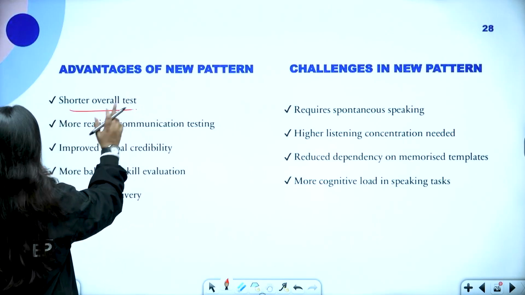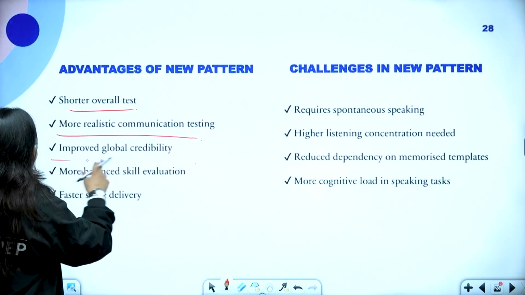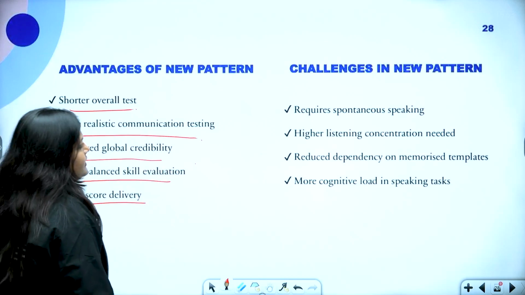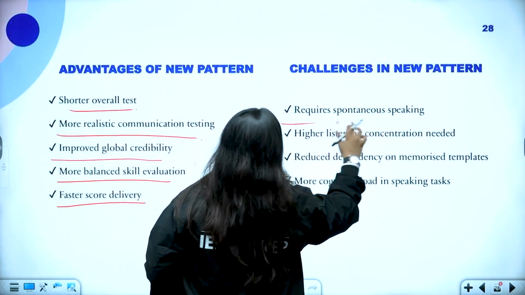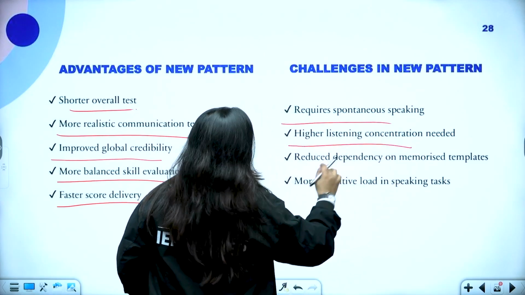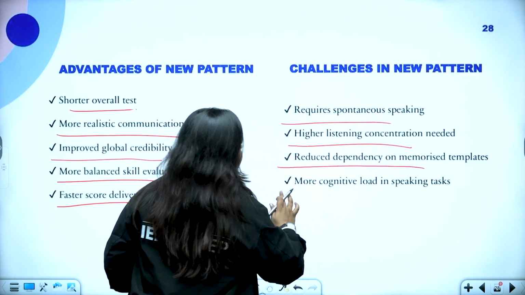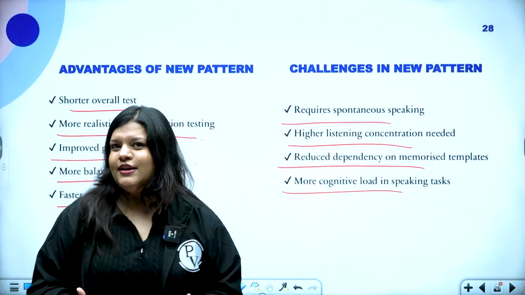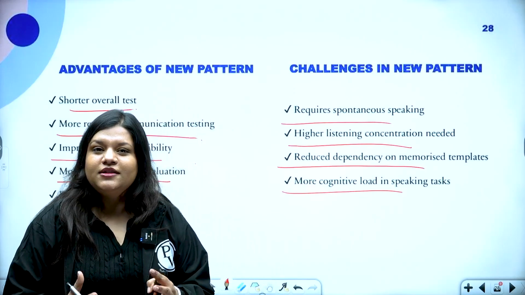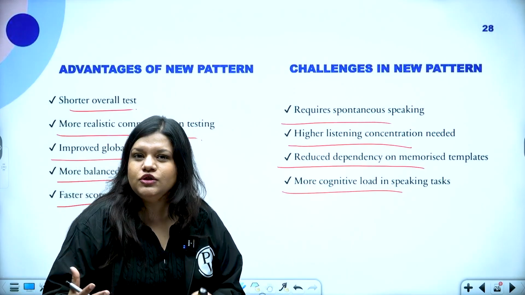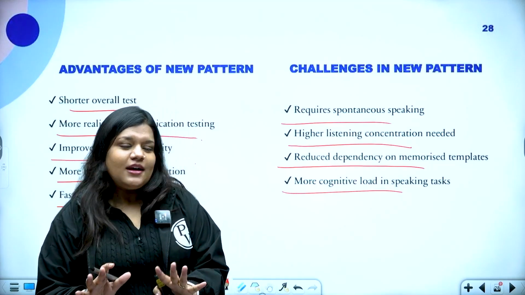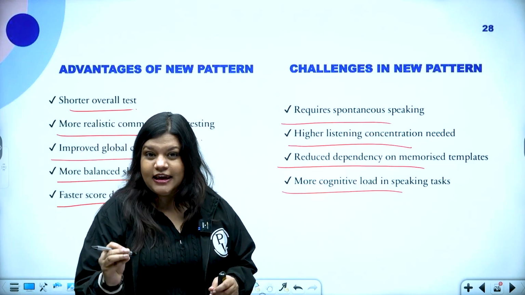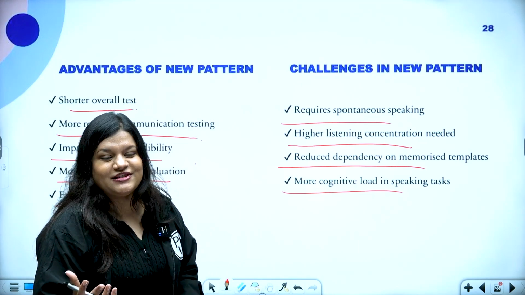Advantages: shorter overall test, more realistic communication, improved global credibility, more balanced skill evaluation, faster score delivery. But the challenges are: requires spontaneous speaking, highest listening concentration needed, reduced dependency on memorized templates, more cognitive load in speaking tasks. But I believe these challenges are not actually challenges, they are opportunities, because a spontaneous response or a slightly higher pace is not something that should be considered a challenge, but an opportunity that you guys can take in order to enhance your language proficiency, right?